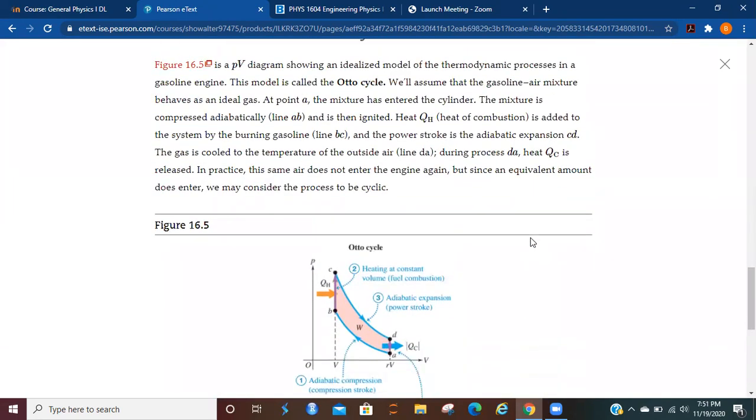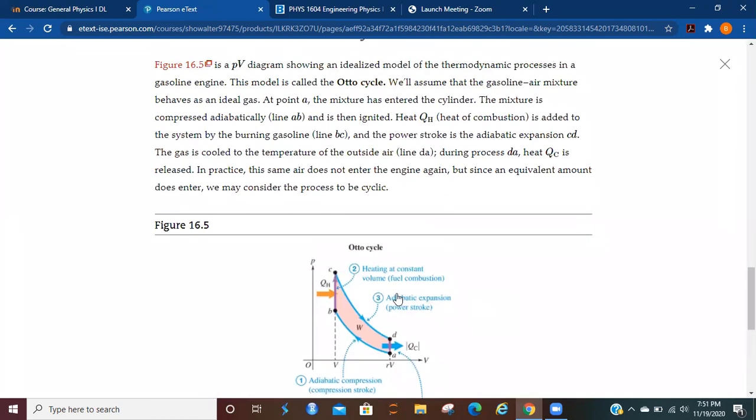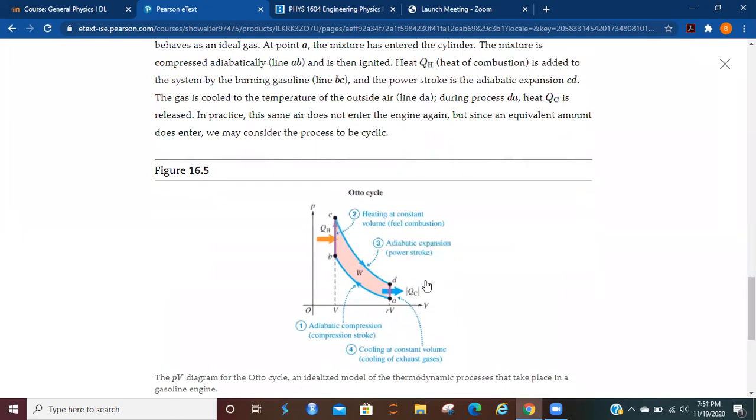So let's take a look here. This is going to be a diagram of the Otto cycle. We're going to assume that the gasoline air mixture behaves as an ideal gas. And again, this is going to be an approximation. At point A, right here, the mixture has entered the cylinder. The mixture is then compressed adiabatically, which means no heat moves in or out, and moves along this particular line. This is going to be your compression stroke. Then boom, it gets ignited.